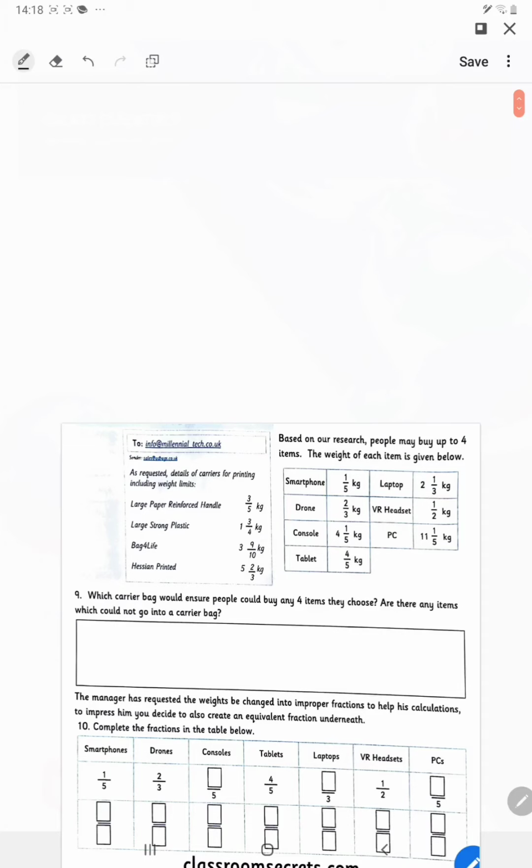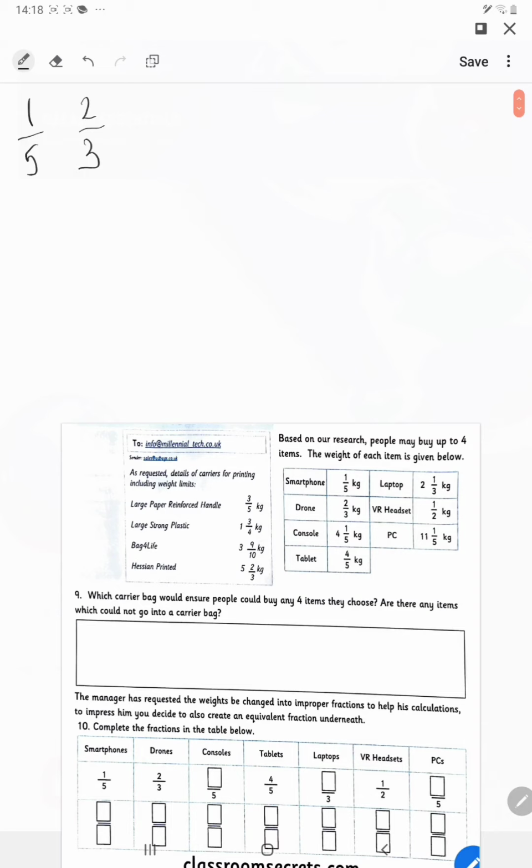So for question 10, the manager has requested the weights to be changed into improper fractions to help his calculations. To impress him, you decide to also create an equivalent fraction underneath. So we have for smartphones 1/5, and we don't need to do anything to that yet. 2/3 for our drones, and our consoles are 4 and 1/5.